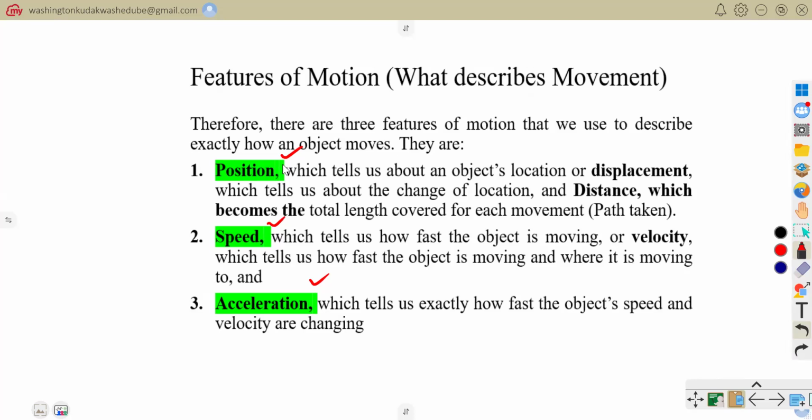If Cosmo moves from his house to the school, it simply means that Cosmo has been displaced from his original position to a final destination.